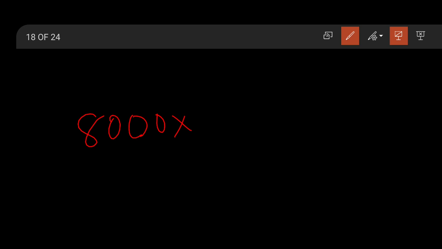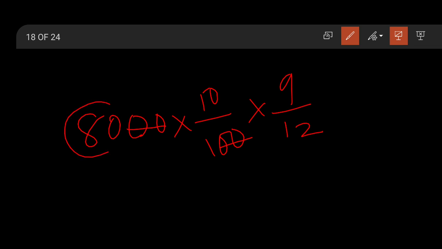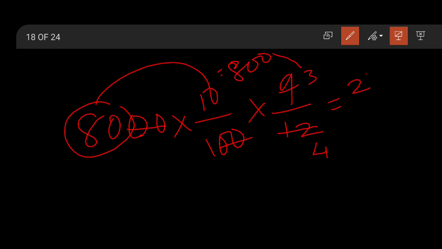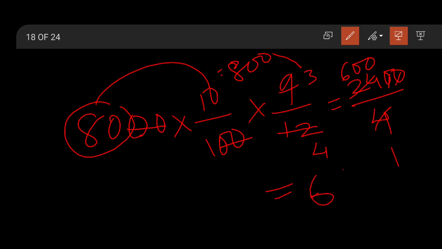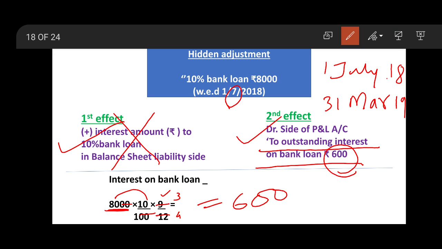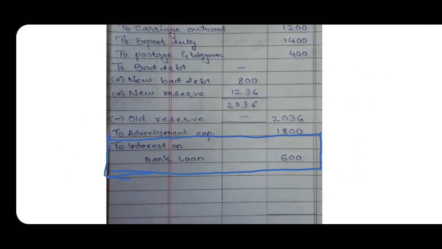8,000 into, what is the percentage? 10% into 9 upon 12. So these two zeros cancel. 80 into 10 gets 800. 3 3s are 9, 3 4s are 12. Now 800 into 3 gets 2400, and 2400 upon 4. 4 ones are 4, 4 6s are 24, and these two zeros come up. So your answer is 600 rupees. 600 is nothing but outstanding interest on bank loan that we transfer to the debit side of the profit and loss account in this way.